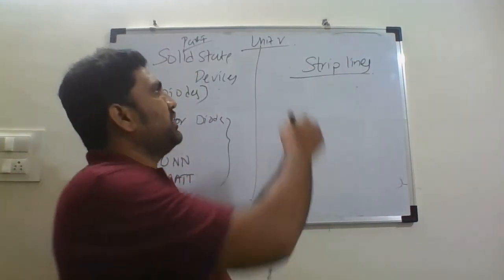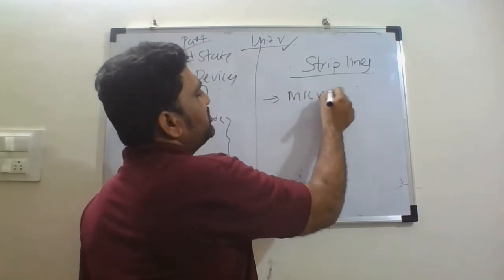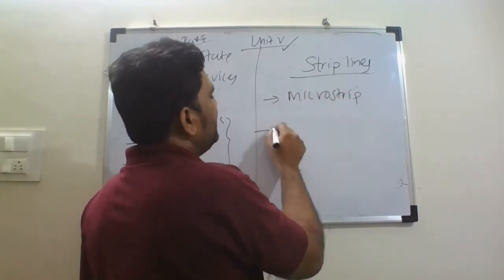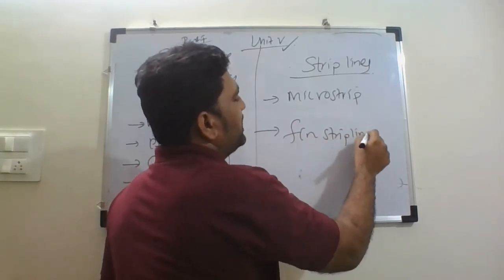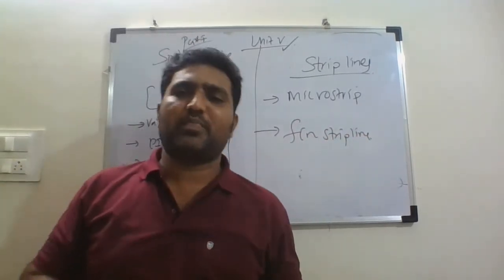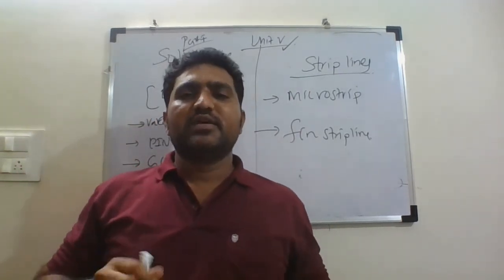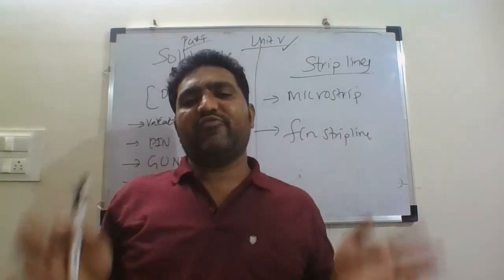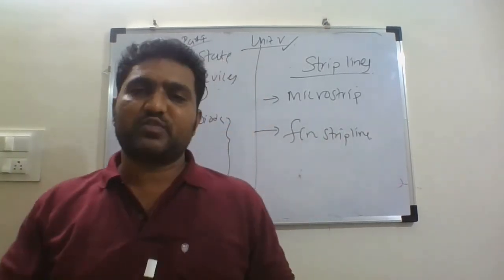So in the second part of unit 5, we'll discuss what is a microwave strip line, what is a fin strip line. So these two topics, what is a strip line, what is a microstrip line, and what is a fin strip line, we will discuss in unit 5, the second part. So this is the brief overview of the syllabus that we are going to discuss in this course.